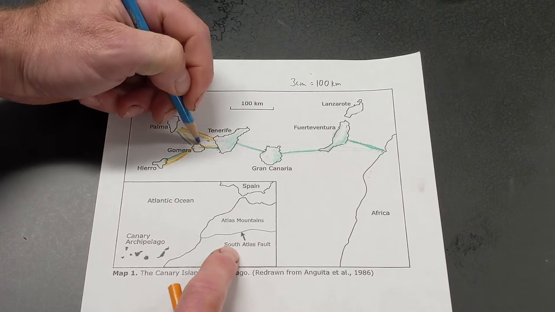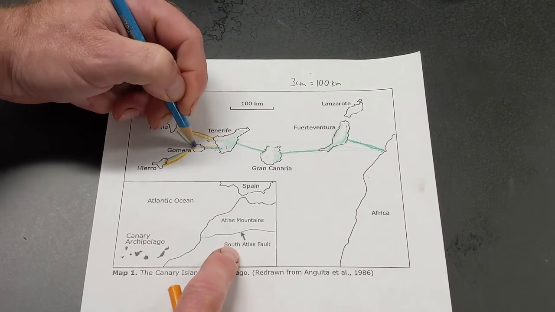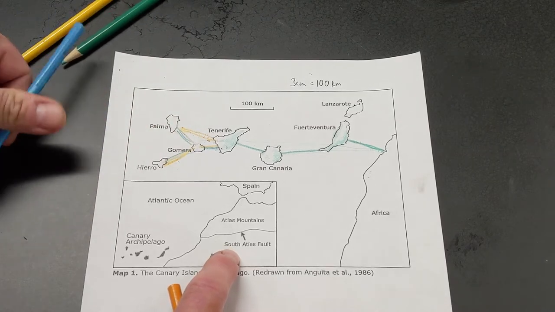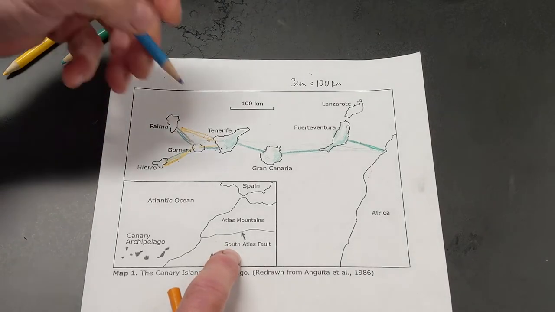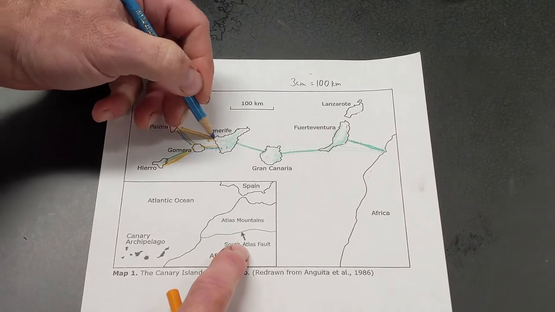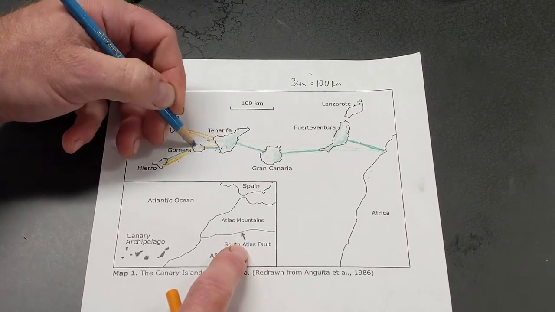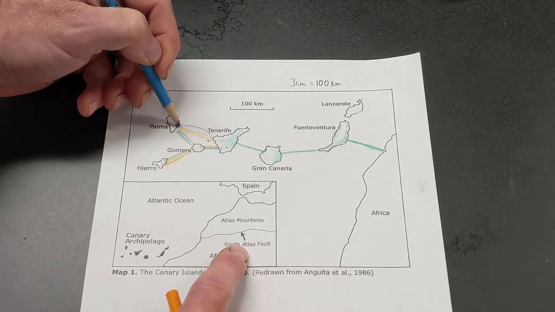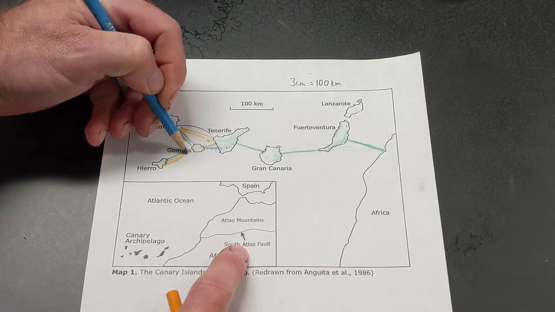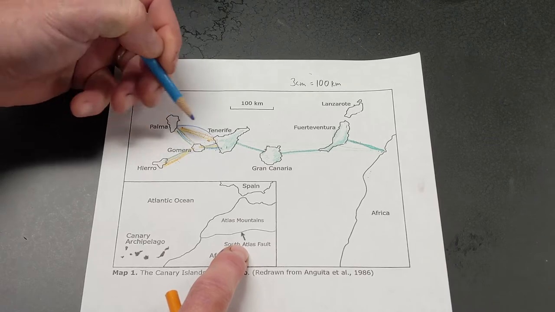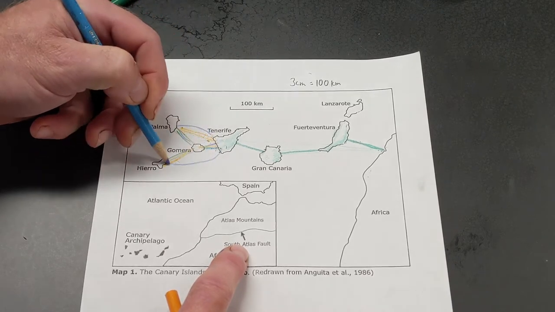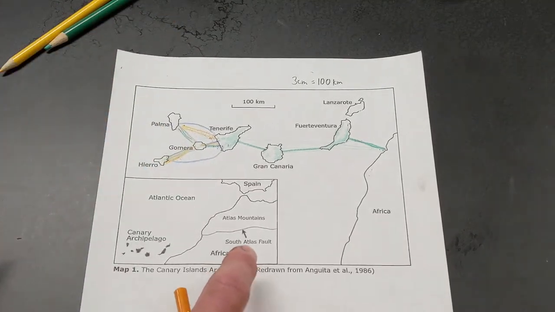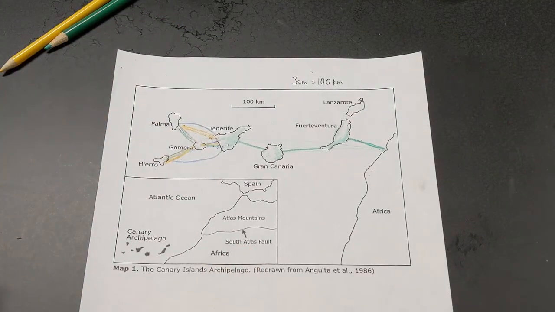I kind of like this, going from here out to Palma and out to Hero. But it really makes sense that they could have actually gone out to Palma and then down to Gomera and over. It also makes sense that they could have gone to Palma and Gomera and then to Hero. It's even possible they could have gone to all three of them independently. So we have about four options out here, and we're going to have to use more methods to figure out what that means.